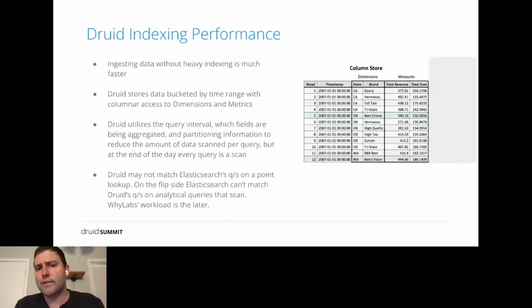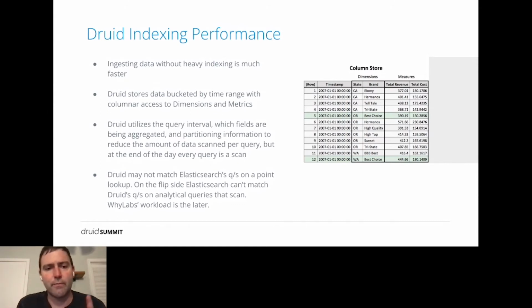So ingesting data into Druid doesn't do all this. We're not trying to build B-trees. We're not trying to build inverted indices. Druid stores data bucketed by time range, by column, with columnar access to dimensions and metrics. And when a query comes in, it's going to use things like the query interval, which fields are being aggregated, partitioning information, and every trick in the book to try to reduce how much data it has to scan to fulfill that query. But at the end of the day, every query is a scan. It's just a very optimized scan.